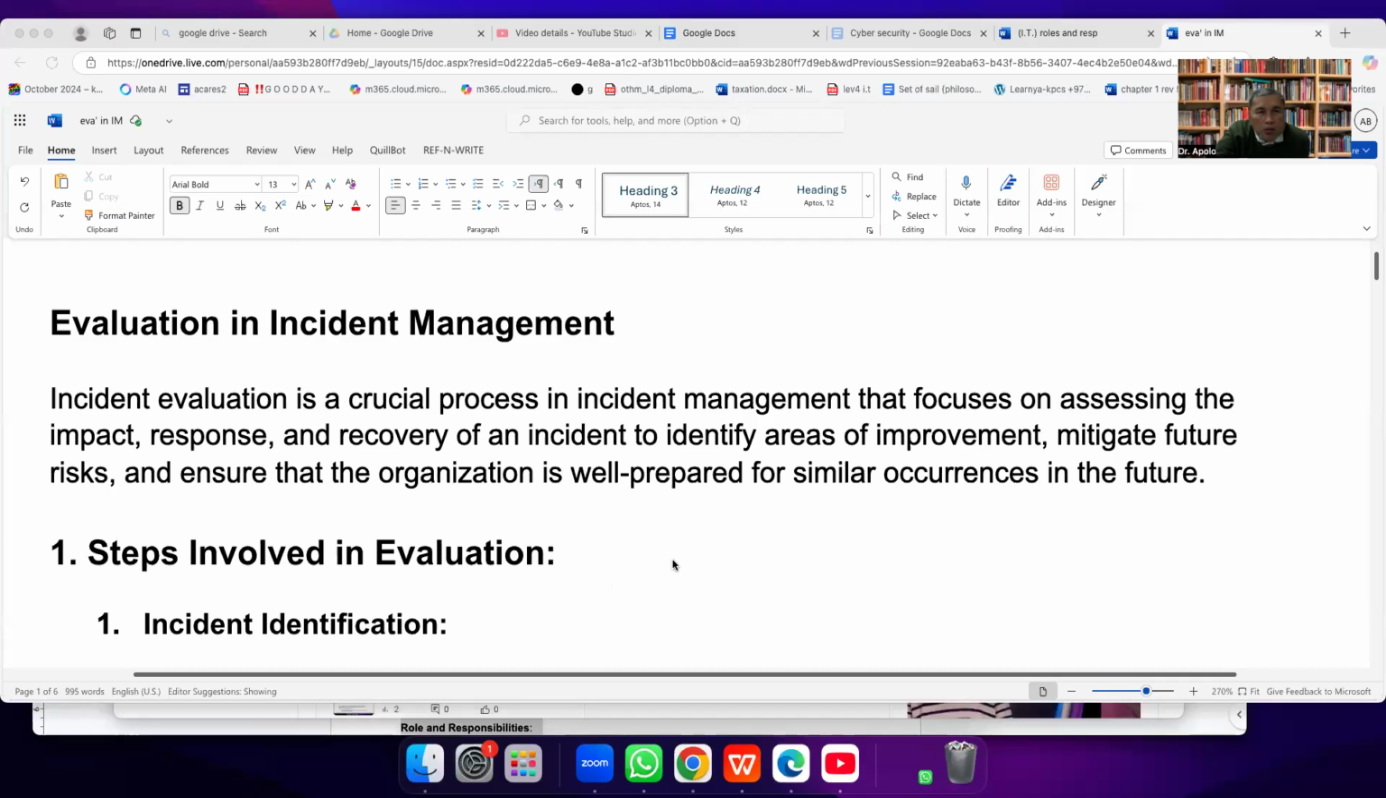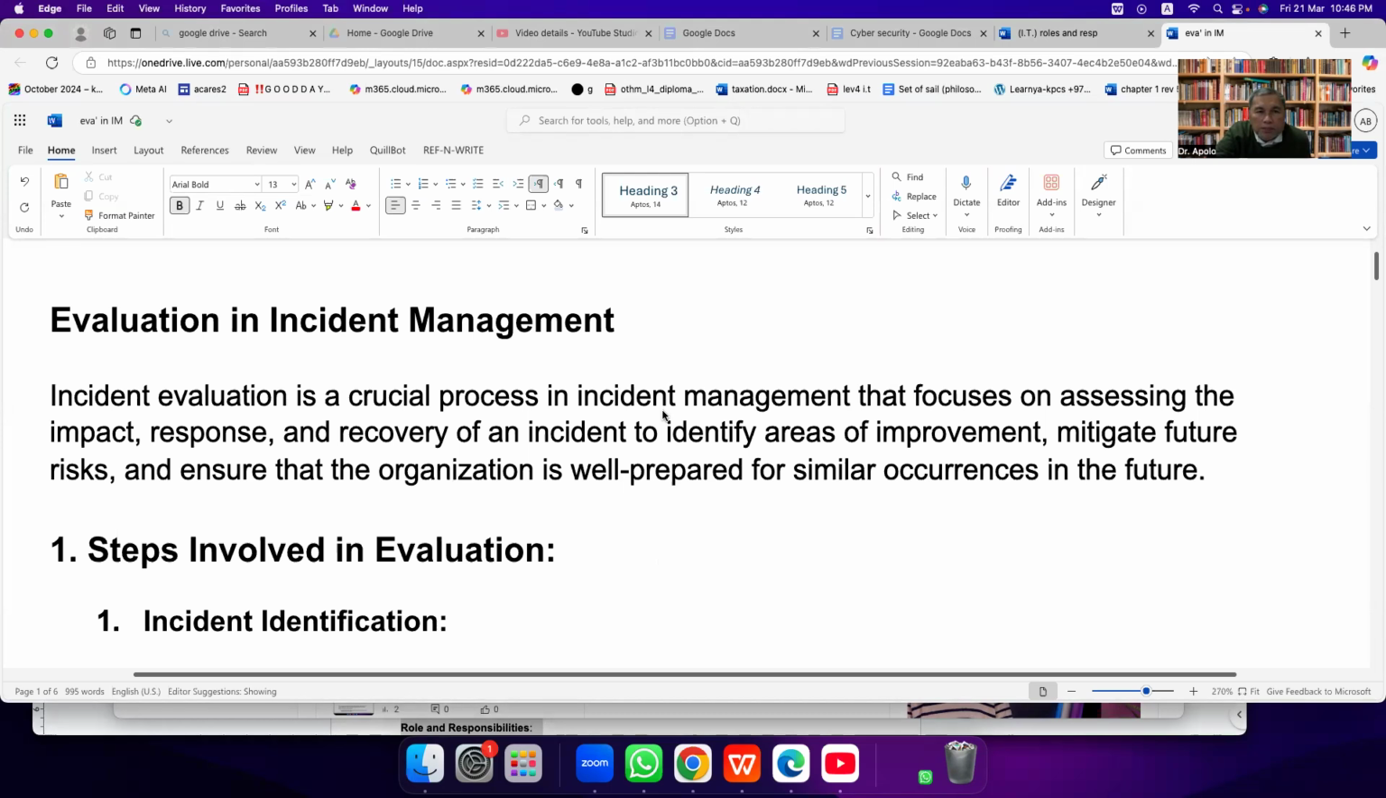So today we will continue the discussion of IT management. This time in cybersecurity. We will be discussing evaluation in incident management.